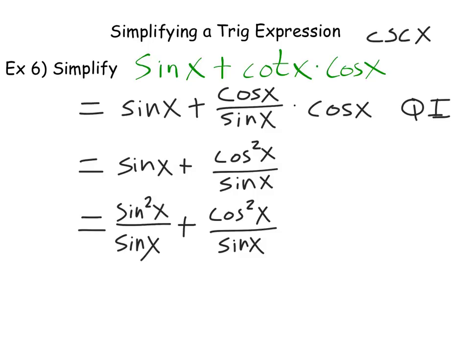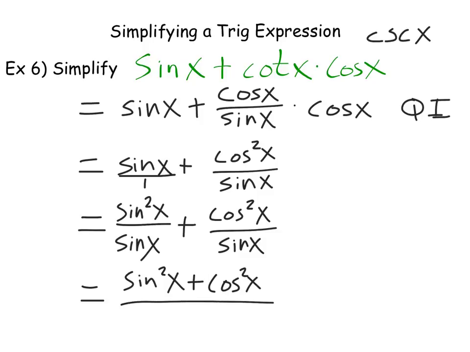Stop for a moment on that step. Basically all I did is I multiplied sine of x over 1, and I multiplied the top and the bottom by sine. Because now I've got these two terms that have a common denominator, so I could write them as a single term and say sine squared plus cosine squared all over sine.